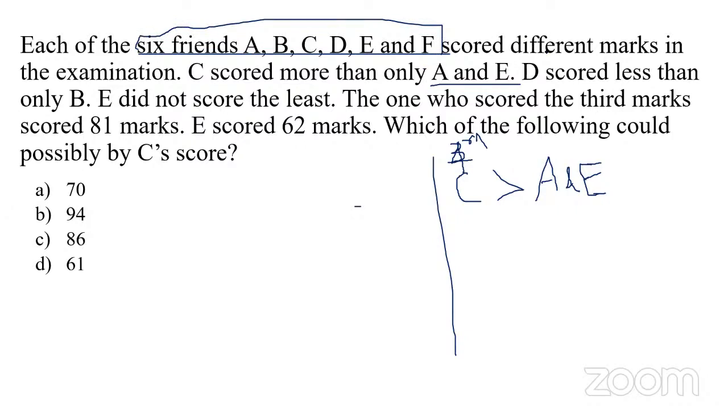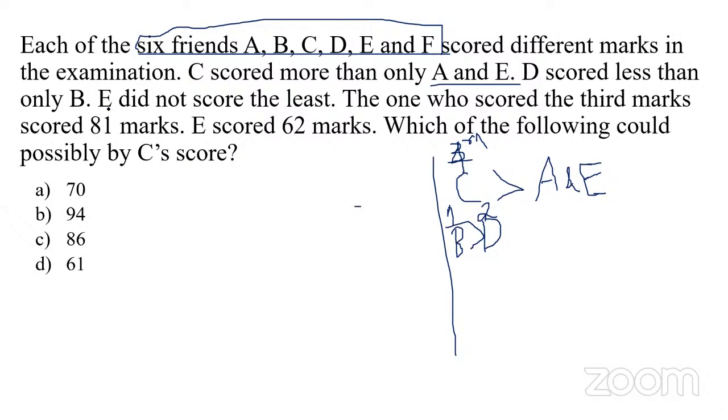So next is D scored less than B only. D scored less than B only. So B விட மட்டும்தான் less score வாங்கியிருக்கு, right? So அப்போ B is the first rank and D is the second rank, right? So C is the fourth rank.